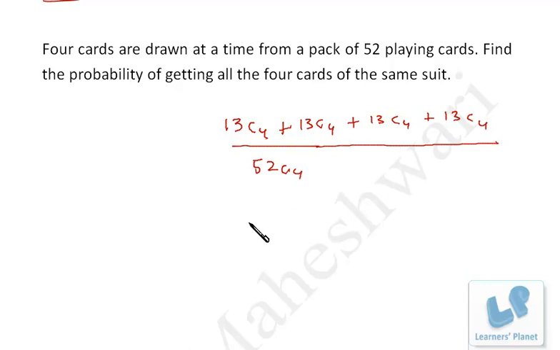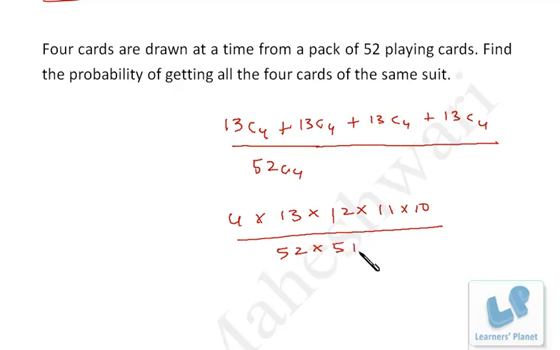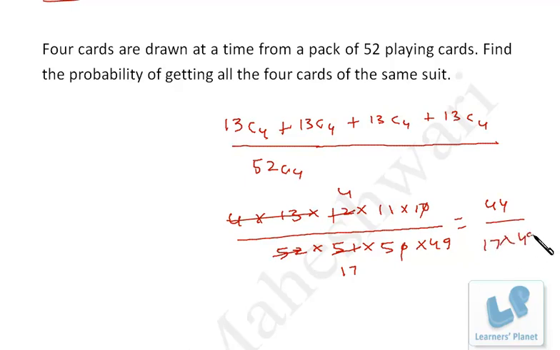So this is what? So it's 4 times 13C4 by 52C4. Right? 4 factorial is getting cancelled from both the places. So this is the final calculation that we have to make, right? So it's 44 by 17 into 49.